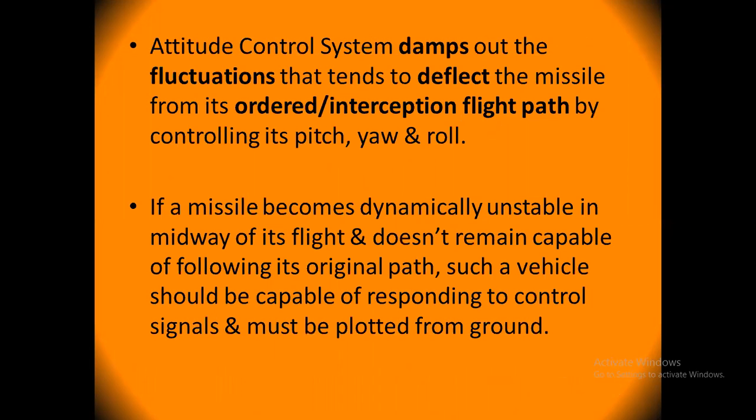It is basically used to damp or remove the fluctuations, or anything which will deflect a missile from its original trajectory or path. In order to keep all these things in proper alignment, to keep it proper according to all three axes, it is very important that you make it proper. That's the reason why the attitude control system is being used.